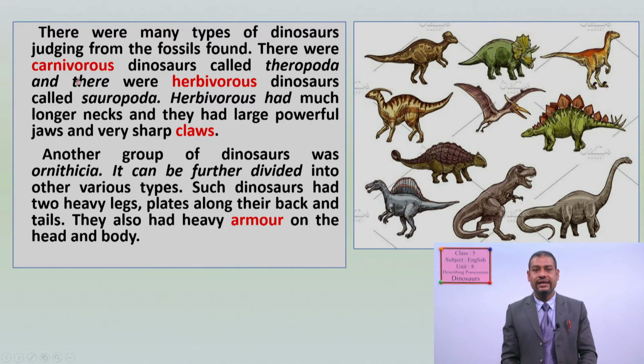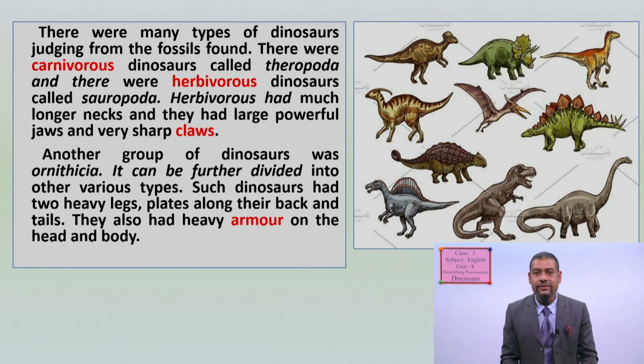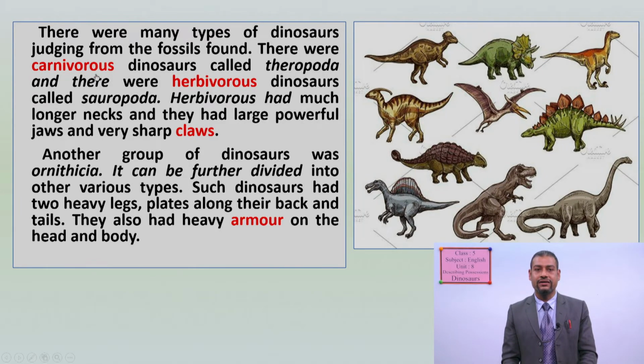One type of dinosaur ate meat, flesh, and meat-eating dinosaurs are called theropoda. Other types of dinosaurs ate only plants, and they were called herbivorous. Those dinosaurs are called sauropoda. Don't forget, the dinosaurs which ate meat, flesh, were called carnivorous. The dinosaurs which ate plants were called sauropoda, and they were herbivorous, plant-eating dinosaurs. Flesh-eating dinosaurs were called carnivorous.